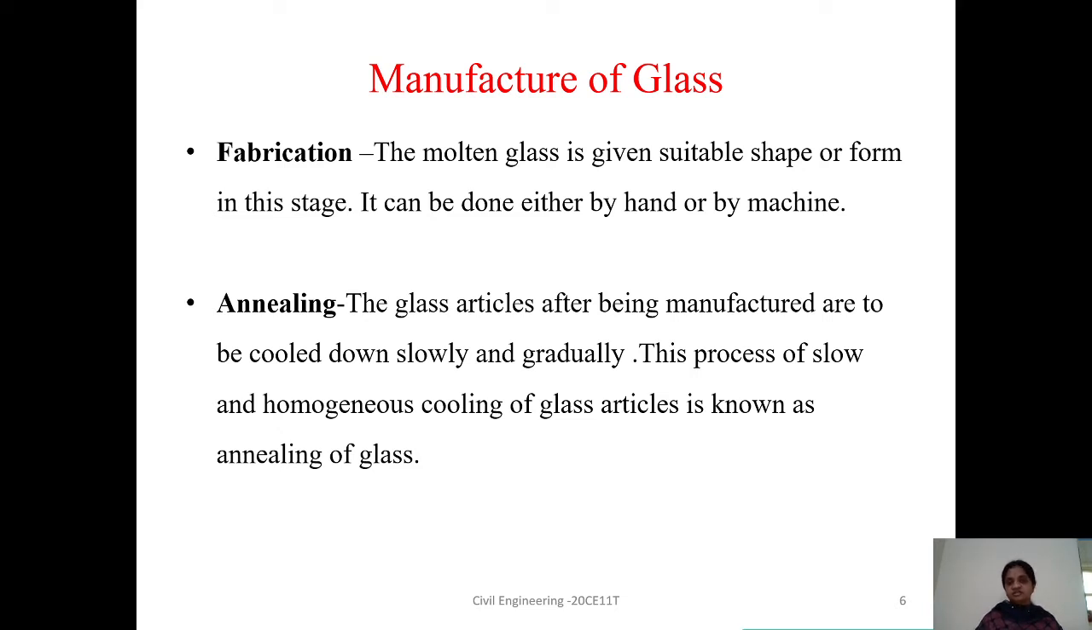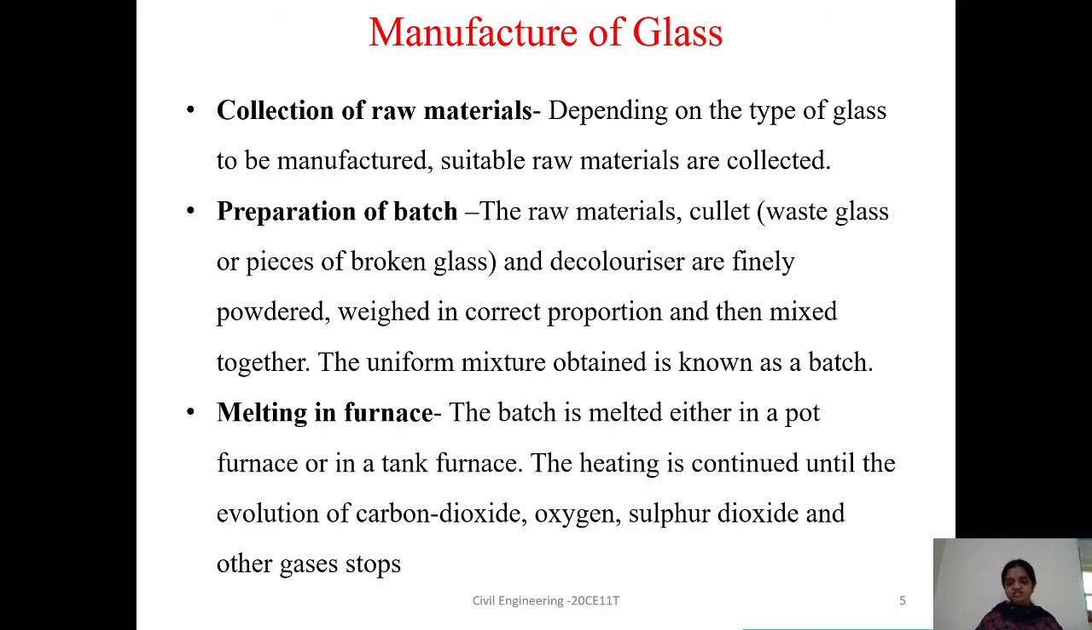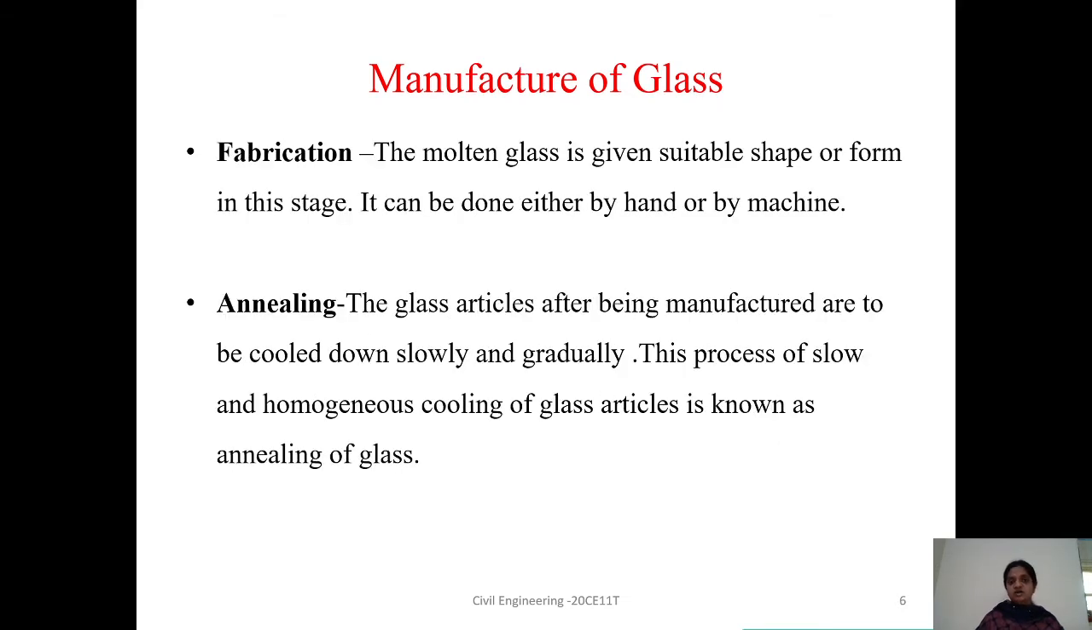So, thus the glass is manufactured by collecting the raw materials and by preparing a batch. The batch is melted in the furnace. After melting, the molten glass is given a suitable shape. After the shape is given, the glass article is cooled down. This cooling process is called annealing.